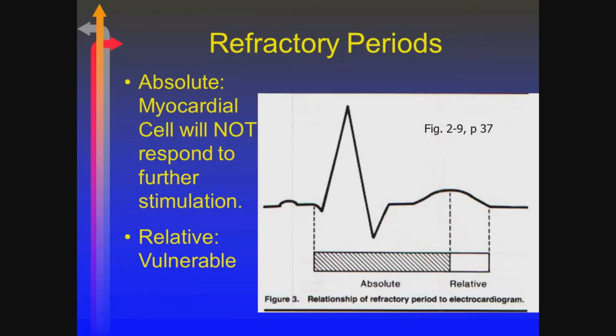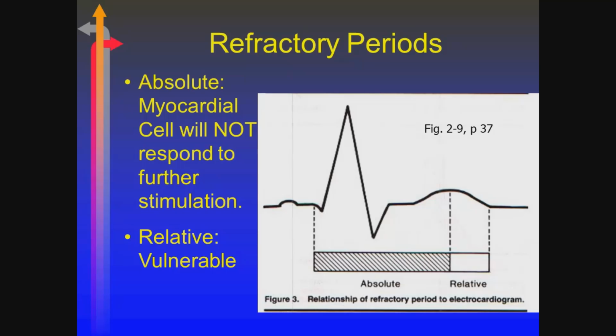There are 2 refractory periods. There's an absolute refractory period that starts from the beginning of the QRS to about the middle of the T wave. Absolute means that the myocardial cells cannot respond to further stimulation. So there's no possible way to begin another impulse until that absolute refractory period is over.